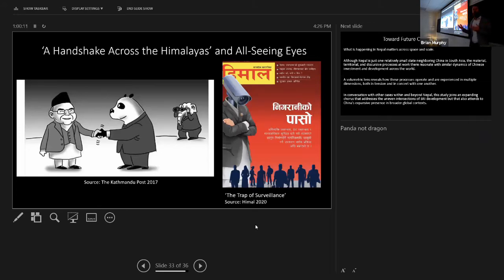This handshake across the Himalayas, which really has grown closer and tighter since 2016, is now looking more like a form of surveillance. As Himal magazine called it, the trap of surveillance.